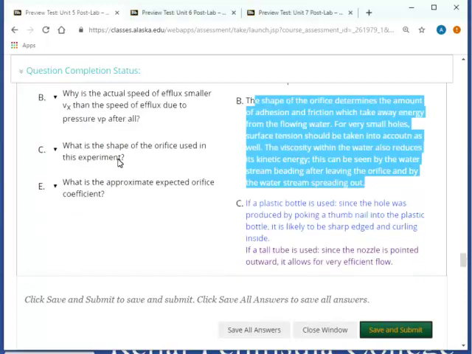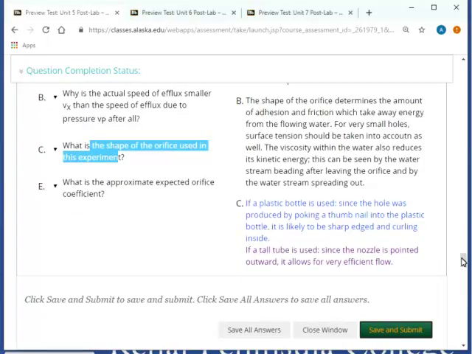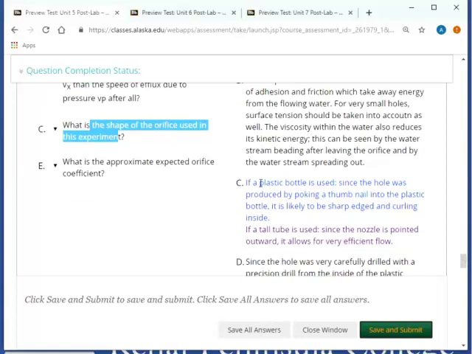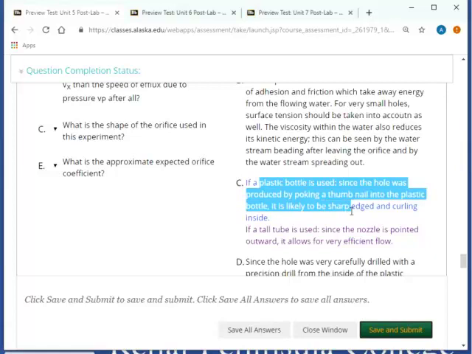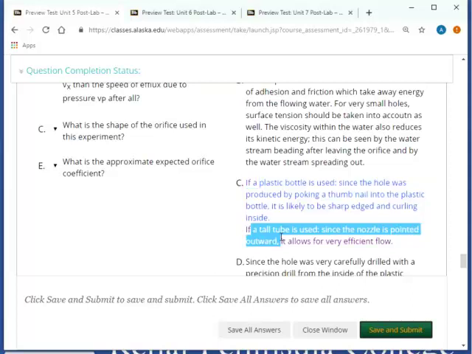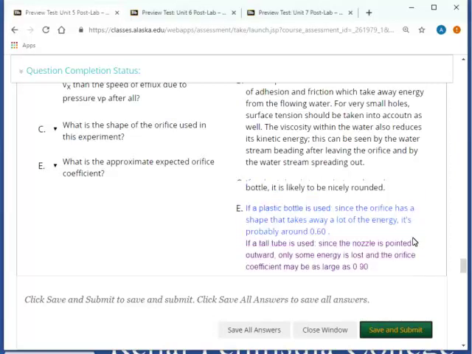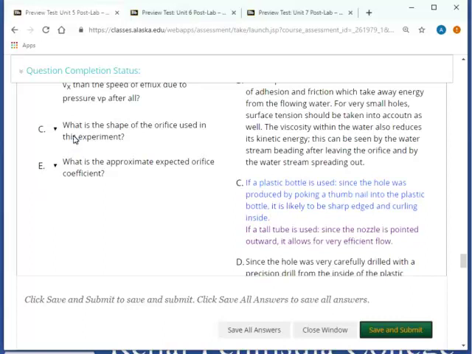What's the shape of the orifice? If you used a plastic bottle, then the hole was poked in by a thumbnail, and therefore it's sharp-edged and curling inside. If a tall tube was used instead, then the nozzle is pointed outward, where it allows for quite efficient flow. And let's see, that was the shape.